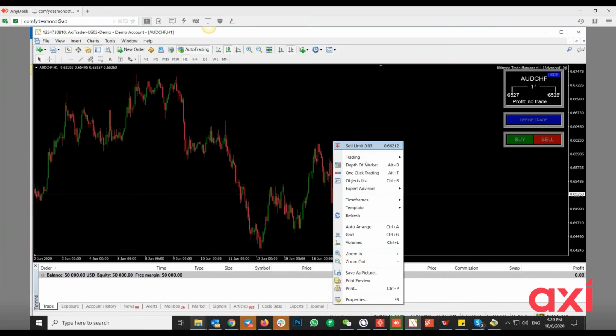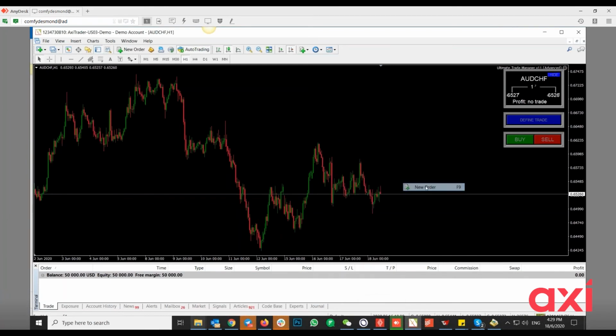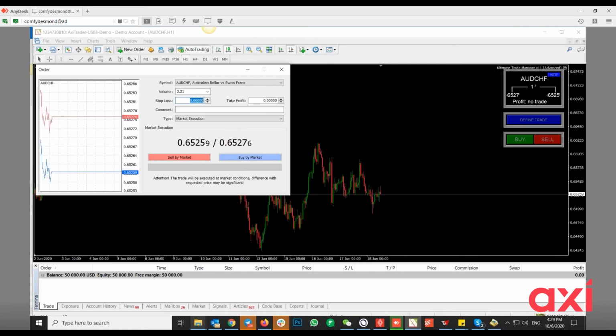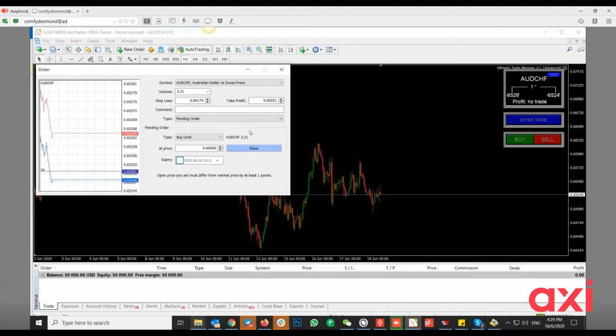0.66174, right? So I need to right click, trade, new order, 0.66174, I think. Take profit, I will do it later. I'll do a pending order. And I think it's a sell limit, right? A sell limit at price. What would be my entry so that my stop loss is okay? So you can see it's super frustrating, right?